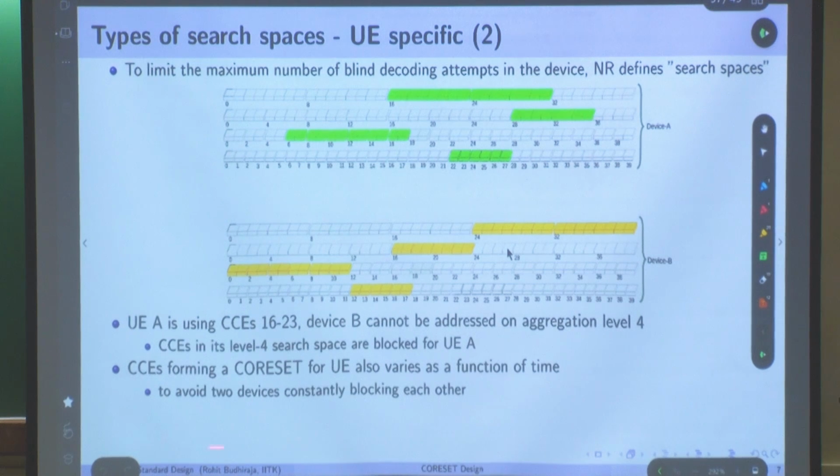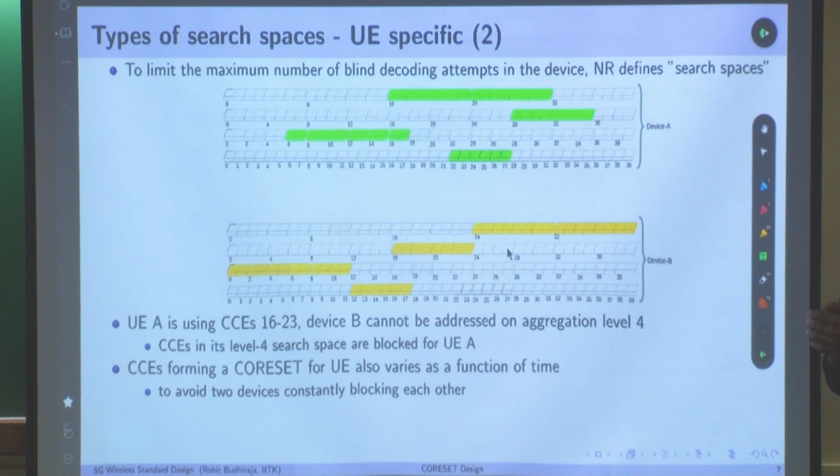Another reason is to avoid two devices constantly blocking each other. Just for example, if I use this at aggregation level 8 continuously for UEA, I cannot use these locations at aggregation level 4 for UEB. It's continuously blocked, and UEB needs that kind of data.